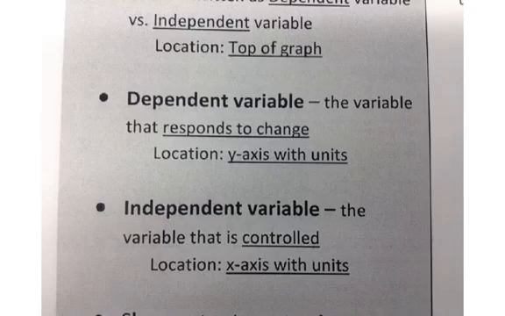The other things that you need to know is your dependent variable. And the dependent variable is always written on the y-axis. And to be dependent means that you are responding to a change. That is different from the independent variable. The independent variable is what you directly changed. The dependent variable changes because you changed your independent variable.